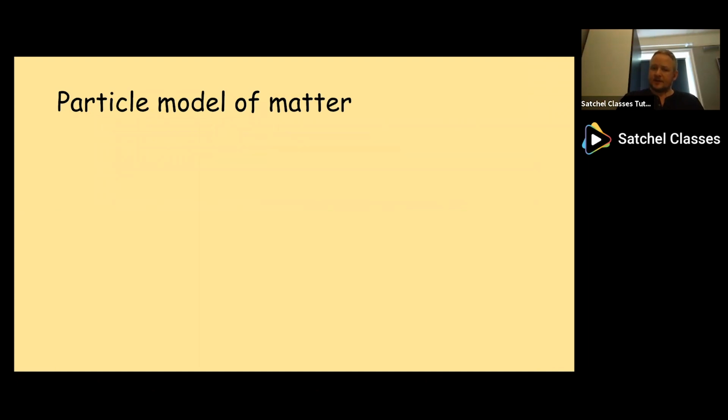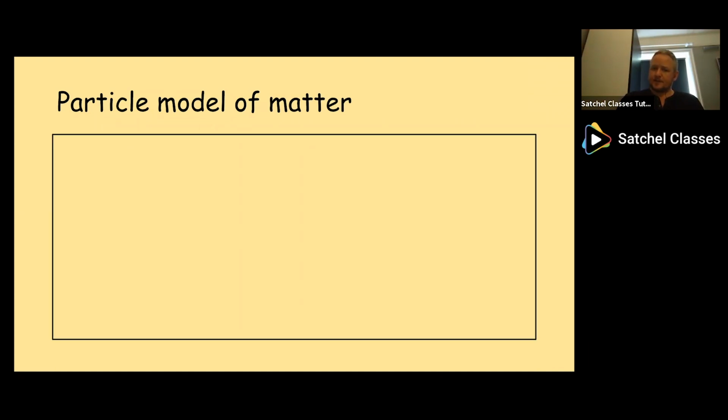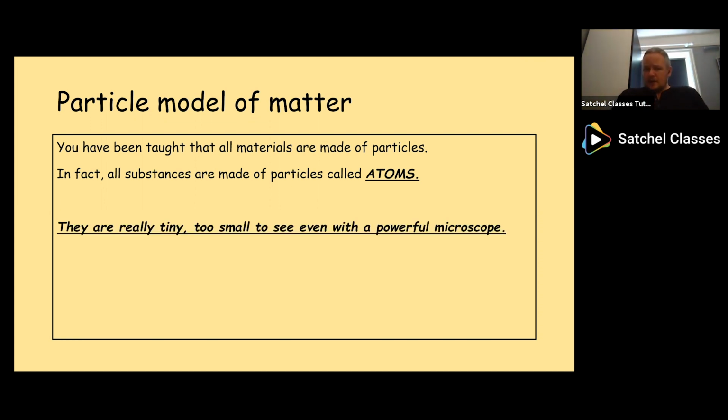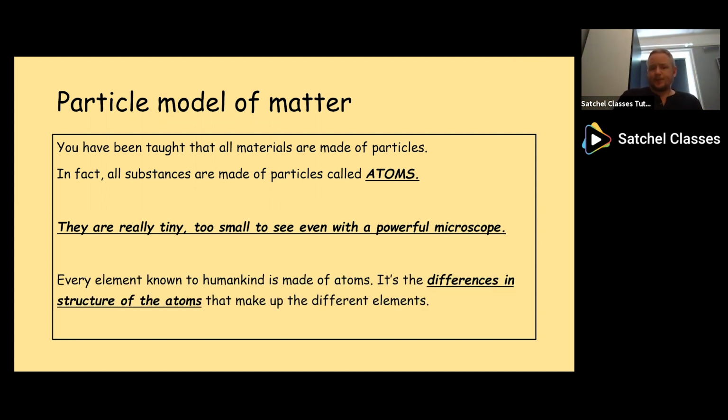So let's just quickly recap the particle model of matter. You've all been taught that all materials are made of particles. In fact, all substances are made of particles called atoms. They are really, really tiny, too small even to see with the most powerful of microscopes. Every element known to humankind is made of atoms. It's the differences in the structure of the atoms that make up the different elements.